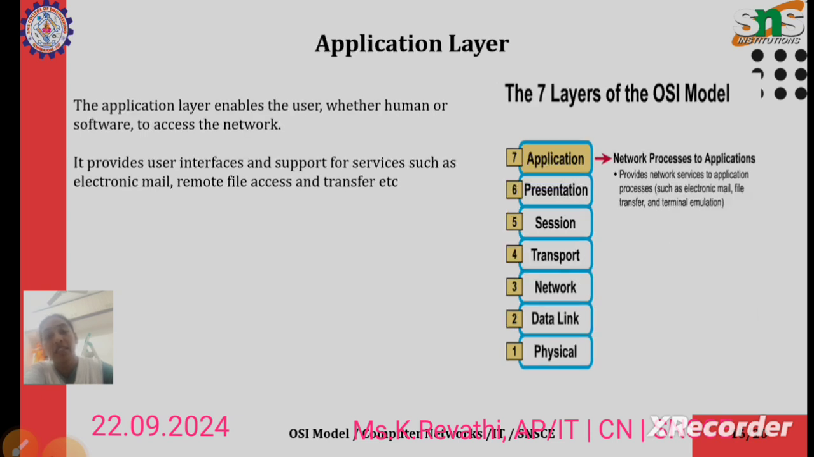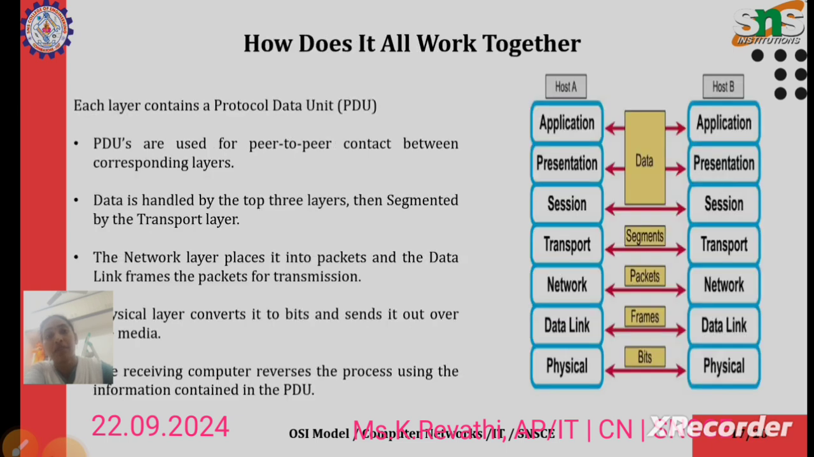The top layer of the OSI reference model is the application layer. The application layer enables the user, whether human or software, to access the network, and it also provides a user interface and support for services such as electronic mail, remote file access and transfer of data, editing of data, etc. Then how does it all work together in the computer system? Let me see about that.